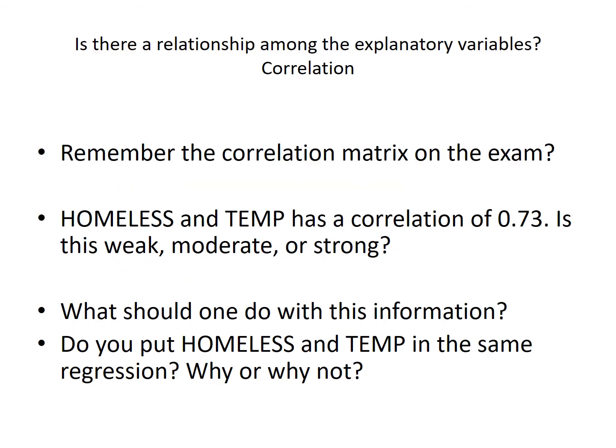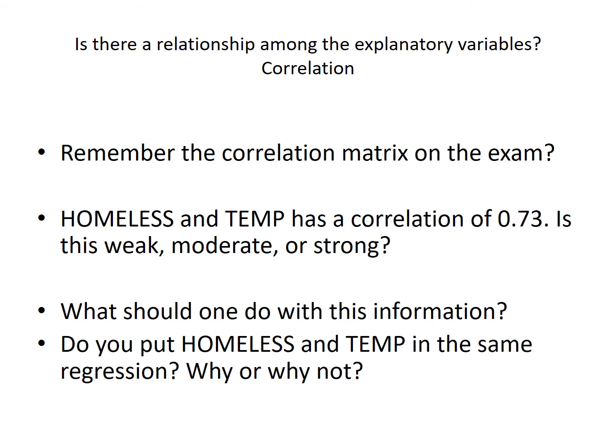So, is there a relationship among the explanatory variables, or is there a correlation? So we have homeless and temperature has a correlation of 0.73, and this would be a strong correlation. This goes back to measures of association before spring break, where we had 0 to 0.1 is weak, etc. If we put homeless and temperature in the same regression, what would happen? Or why would we, or why would we not, put homeless and temperature in the same equation?